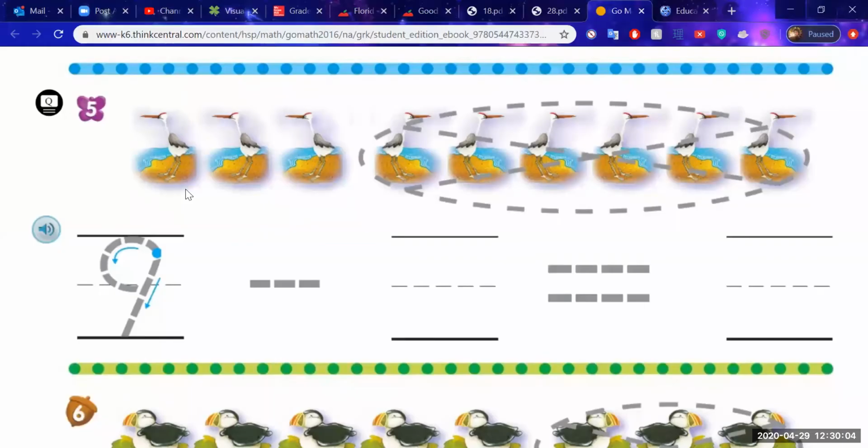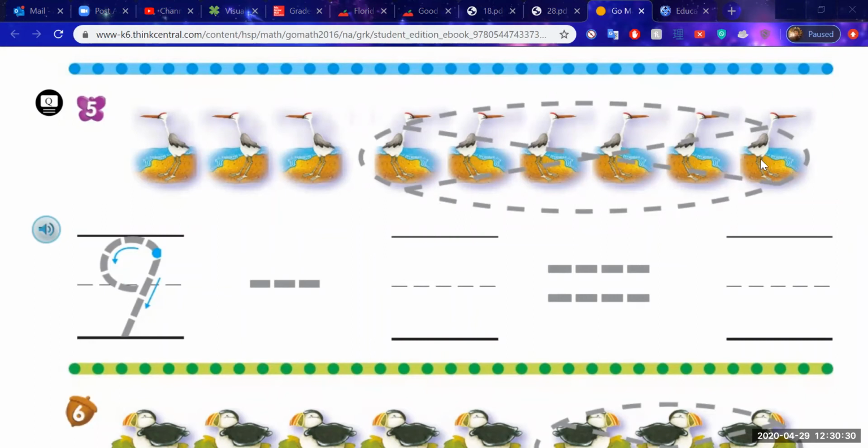Let's look at a few more problems. Now let's count how many sand cranes we have. How many sand cranes do we have in all? 1, 2, 3, 4, 5, 6, 7, 8, 9. We have 9 sand cranes all together.